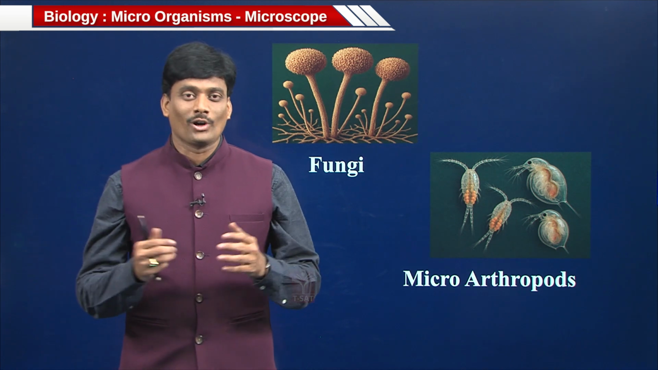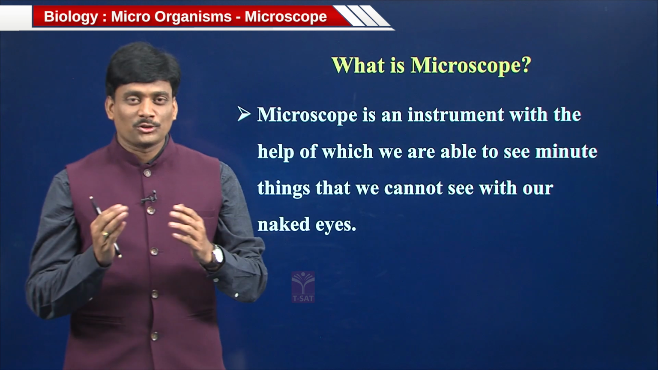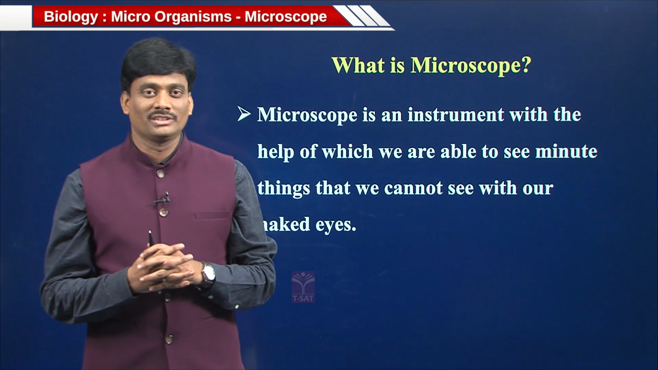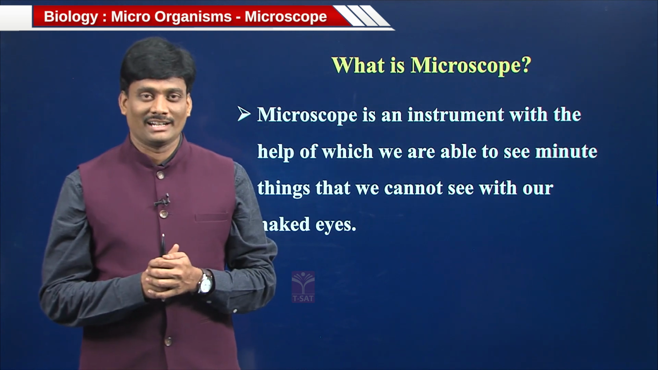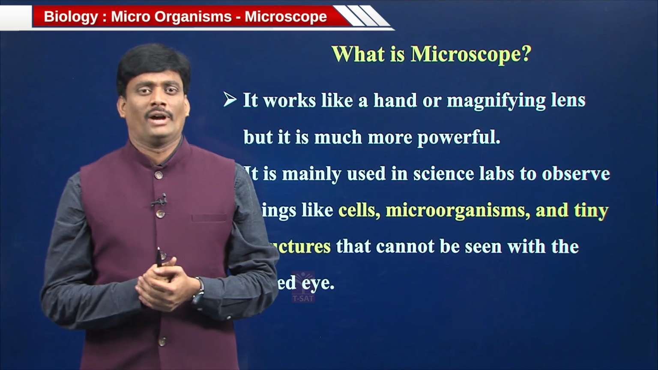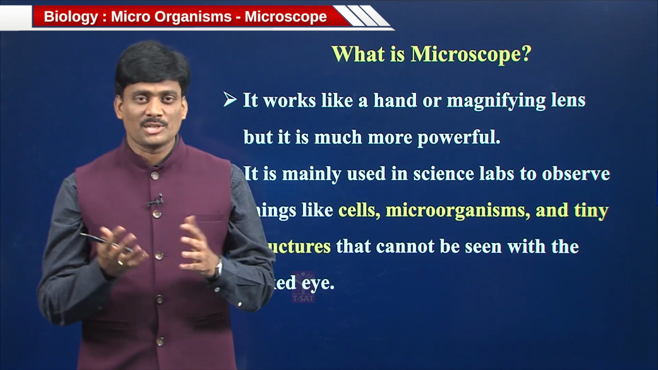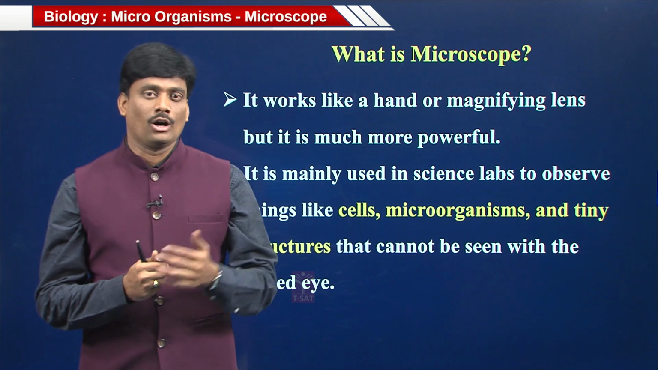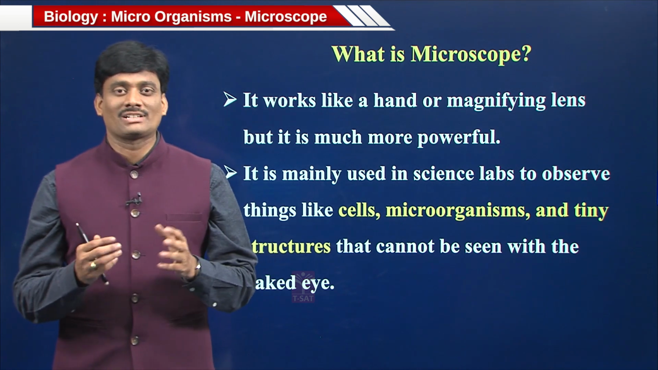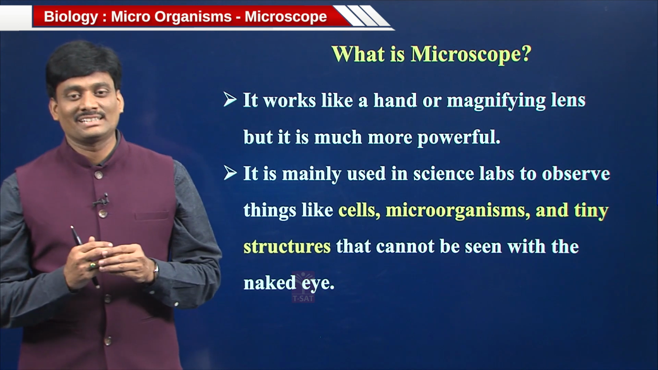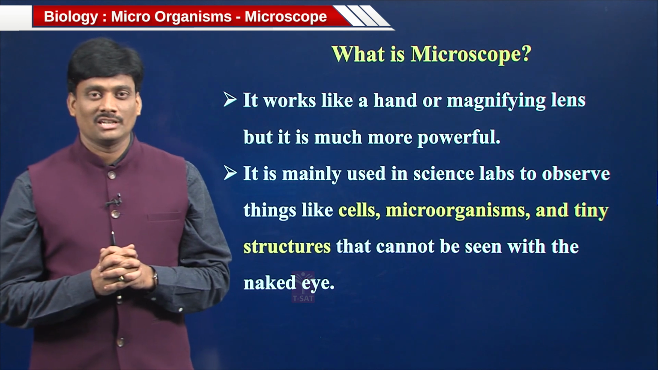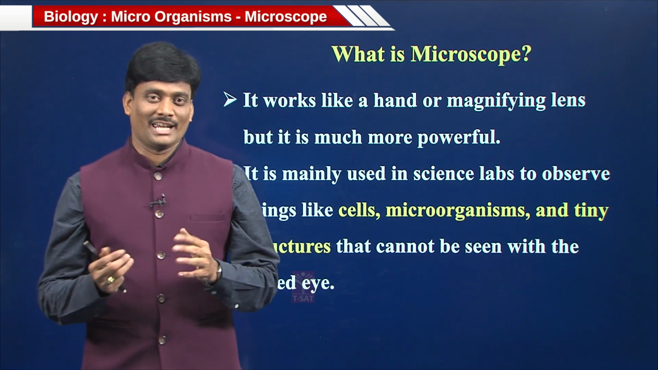Now, we will see what is meant by microscope. A microscope is an instrument which is very useful to see very minute things which are unable to be seen with our naked eyes. Microscope is just like a hand lens or a magnifying lens, but it is much more powerful than a hand lens or a magnifying lens. Generally, we use this microscope in our science labs to observe the cells, microorganisms and tiny structures which are unable to be seen with our normal or naked eyes.